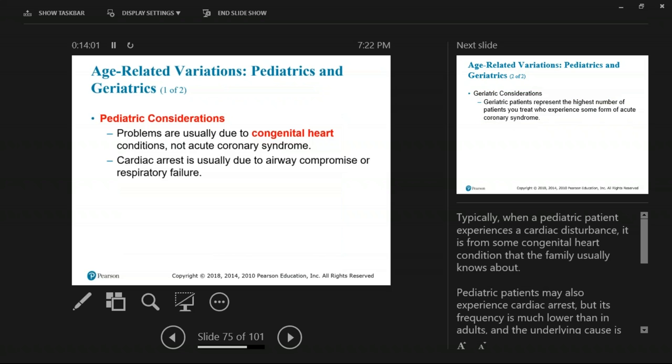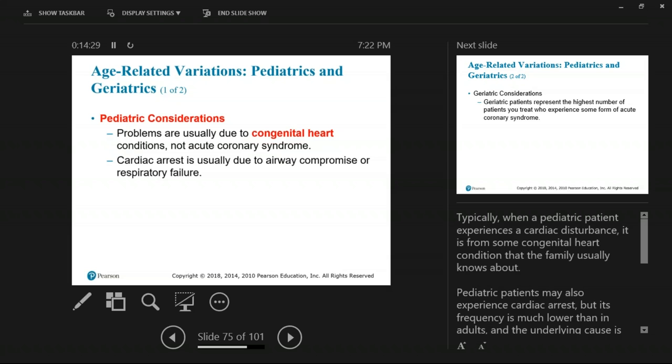Now, pediatrics, we typically don't give nitroglycerin to pediatrics. You have to contact Base Station. Even I would have to contact Base Station for an order like that as a medic. So, again, if they have an issue, it's usually because it's a congenital heart condition, not acute coronary syndrome.